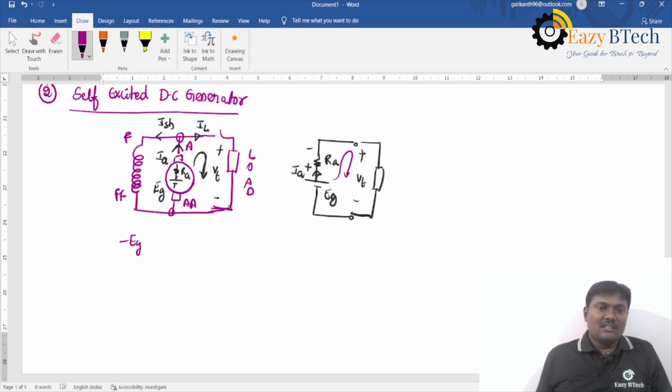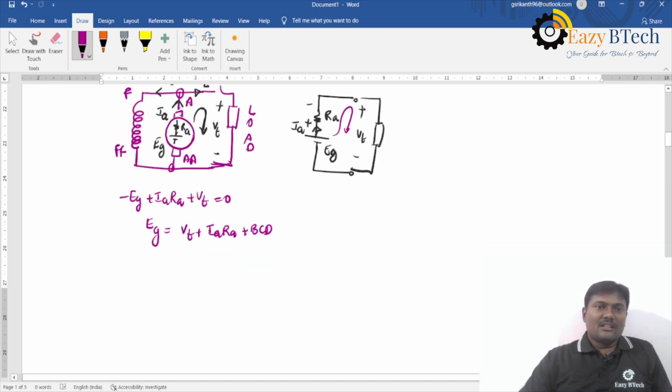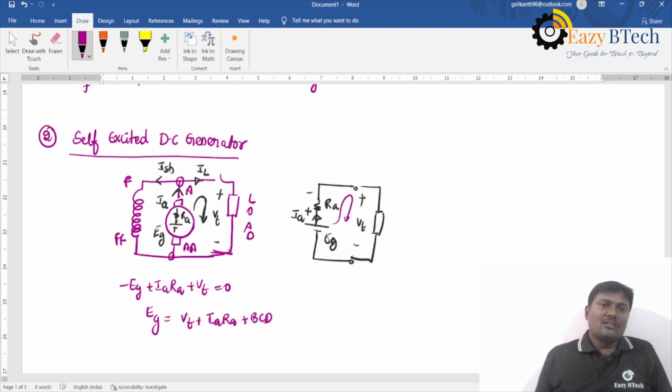Minus Eg plus IaRa plus Vt is equal to 0, and Eg is equal to Vt plus IaRa plus BCD, where BCD is called the brush contact drop. Here you can apply KCL at this node. So KCL at this node: Ia, the armature current, is equal to IL plus ISH.